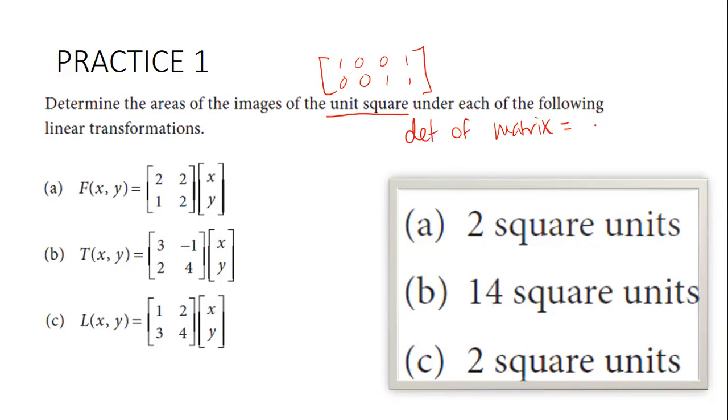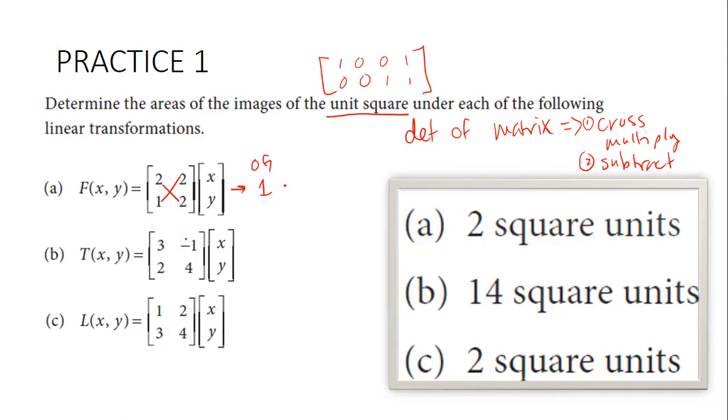Equals, we're going to do what? We cross multiply and then we do what? Subtract. So we're going to cross multiply and then we subtract, right? Okay. So here, again, to find the area of the transformation, the area of the original is, so your OG area is, so your pre-image is 1, right? And then you're going to find the determinant by cross multiplying and subtracting.